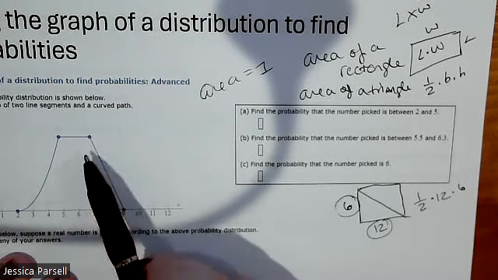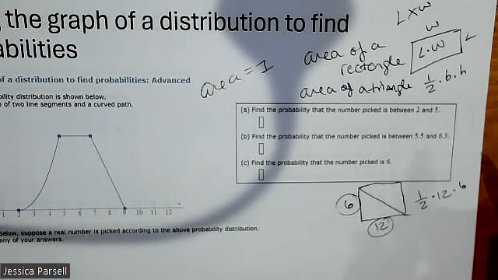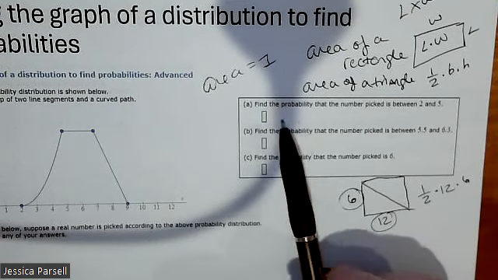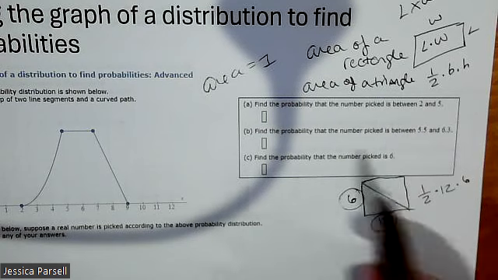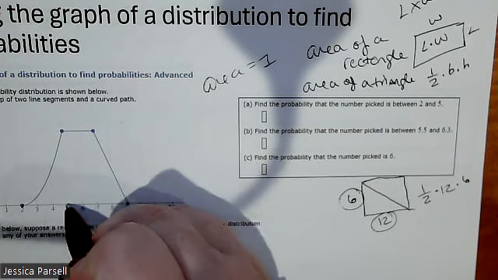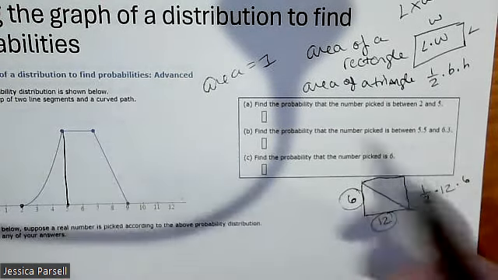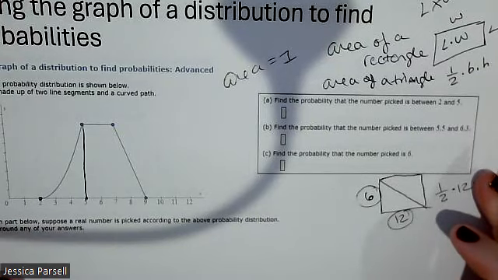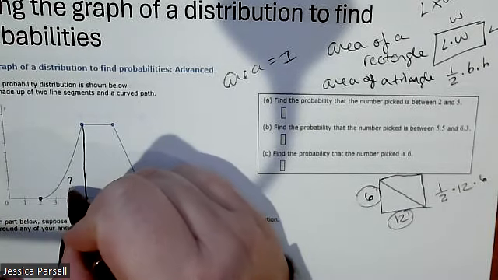So we know that all of the area underneath here is equal to 1. We've got our formulas ready. And so let's start off with the first question. Find the probability that the number picked is between 2 and 5. So here's 2 and here's 5. I'm just going to draw a little line there. They're trying to find the probability that you pick a number and it falls between 2 and 5. So somewhere in here, that's the question mark.